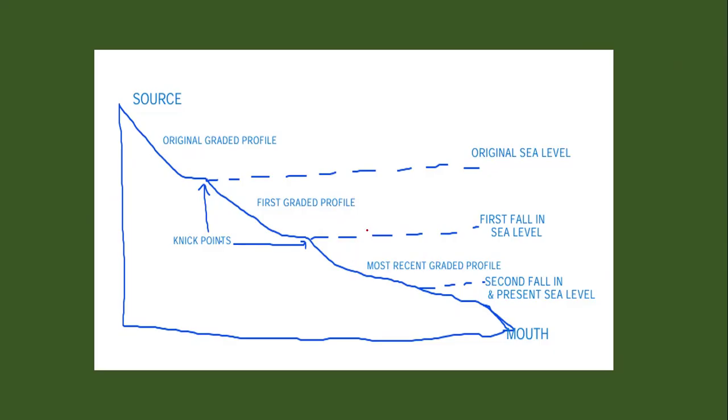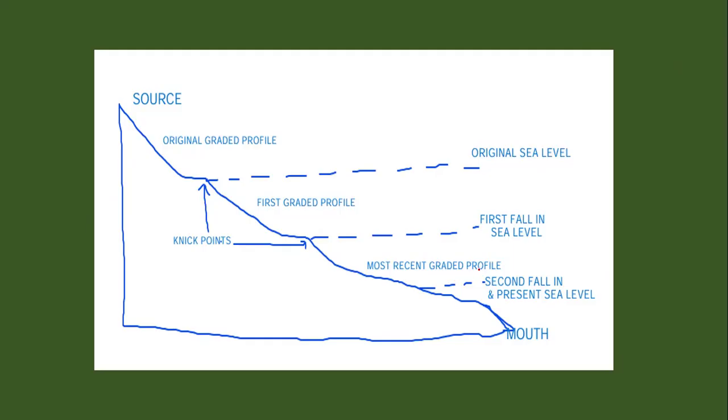Now, what is a base level? It is the height or the altitude to which the river flows before it reaches the sea. A fall in sea level means the river has more energy, which it uses to erode more actively the irregularities of the land.